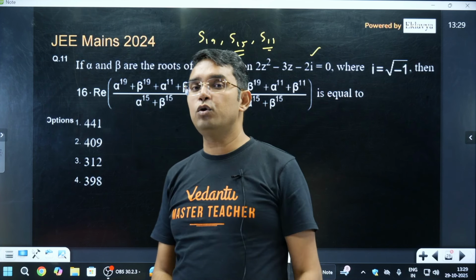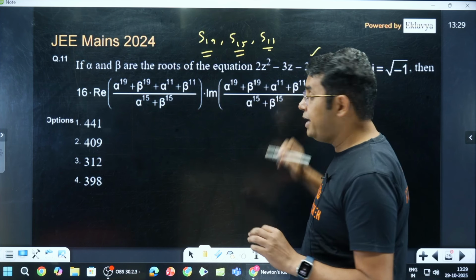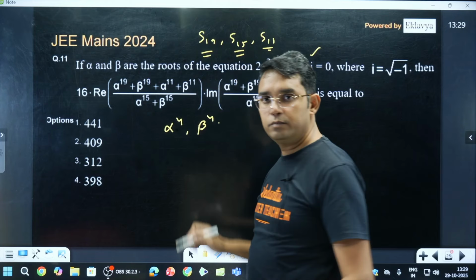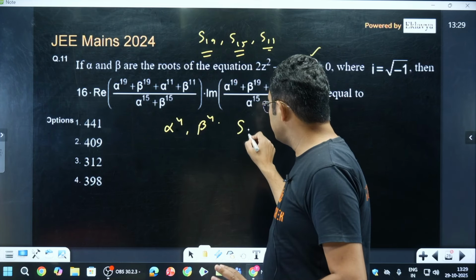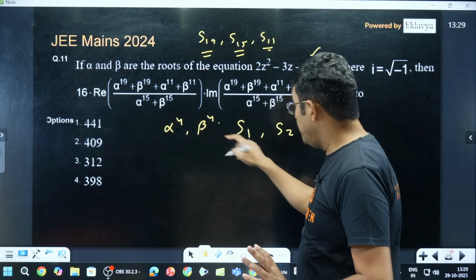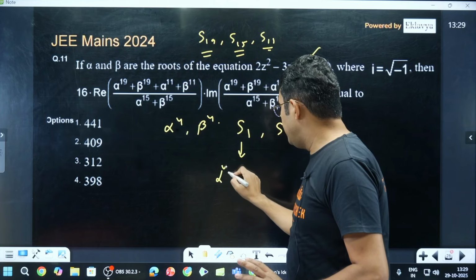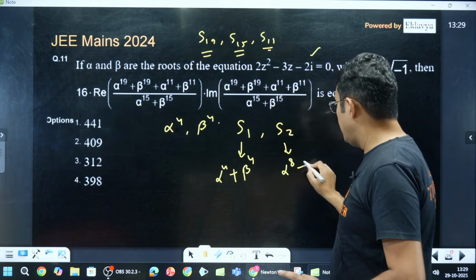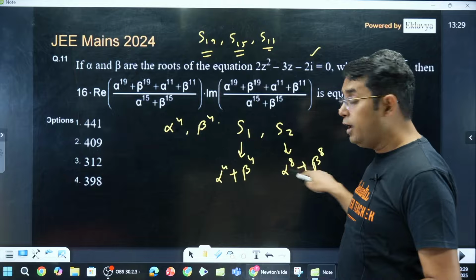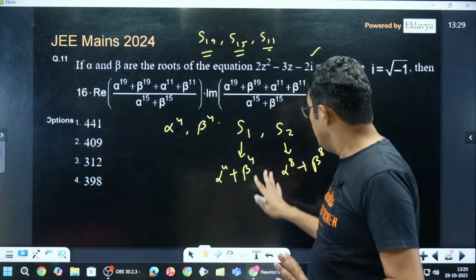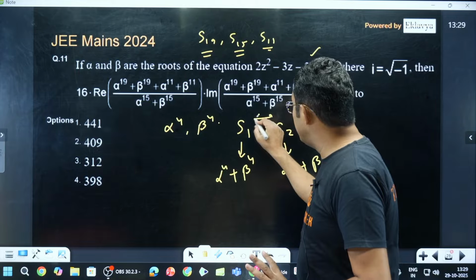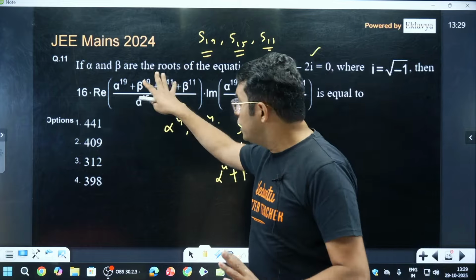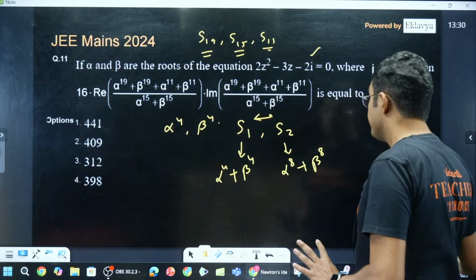Okay, so what I am going to do, please listen carefully. I will be creating another quadratic whose roots will be alpha power 4, beta power 4. So if you write S1, if you write S2 in terms of alpha power 4, beta power 4, that will be alpha power 4 plus beta power 4. This will be alpha power 4 whole square plus beta power 4 whole square, so alpha power 8, beta power 8. So between two consecutive sequences, the difference of powers of alpha and beta will be 4. That will help you to solve this question.